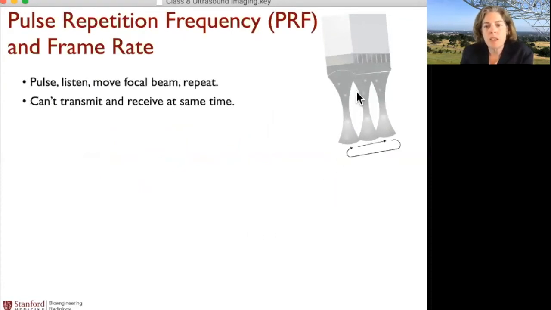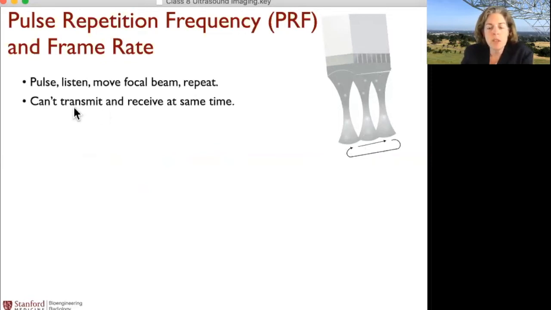So the basic idea is you're going to do this multiple times. You're going to pulse, and you're going to listen. You have to listen long enough for the echoes to go to the farthest depth and then back again. Then you can translate your subaperture and do another line, and so on, until you've gone across your whole field of view. And then you come back and repeat with that field of view again.